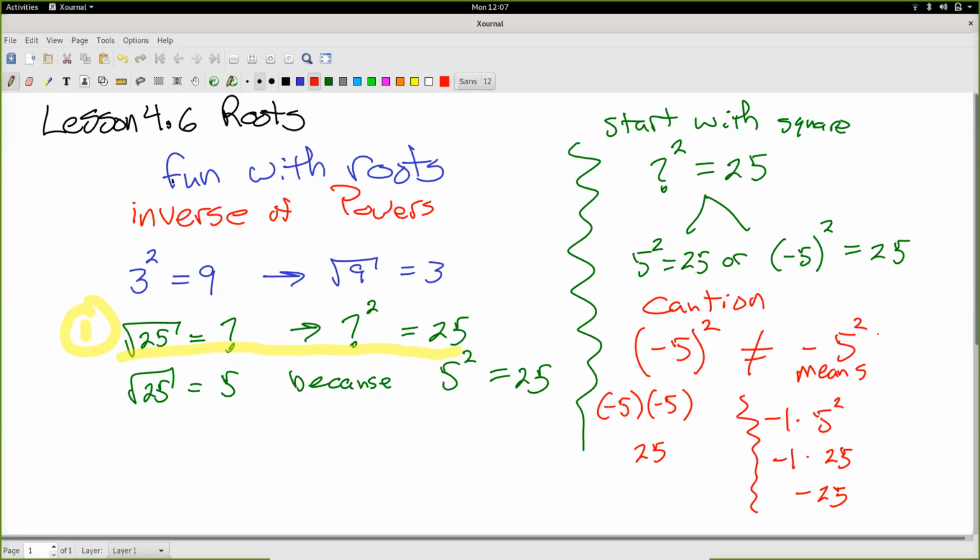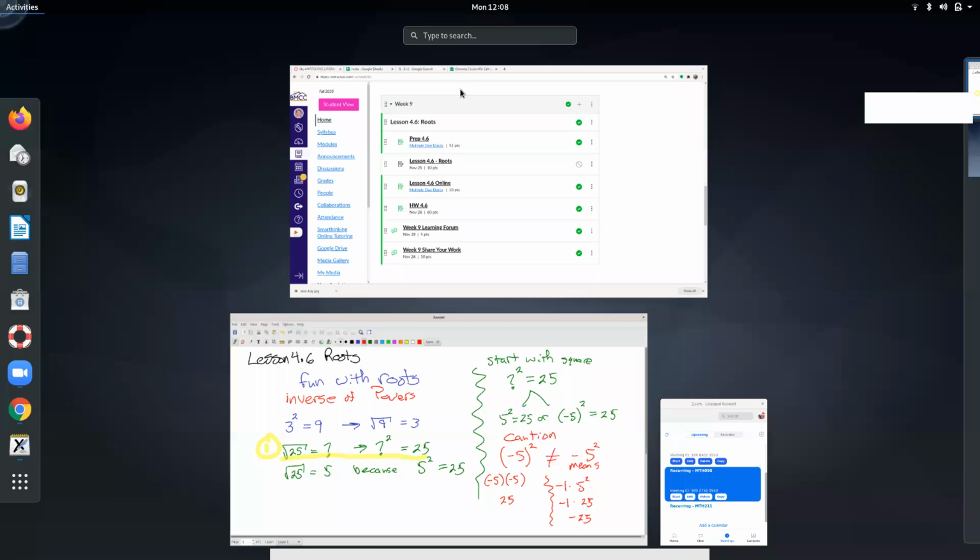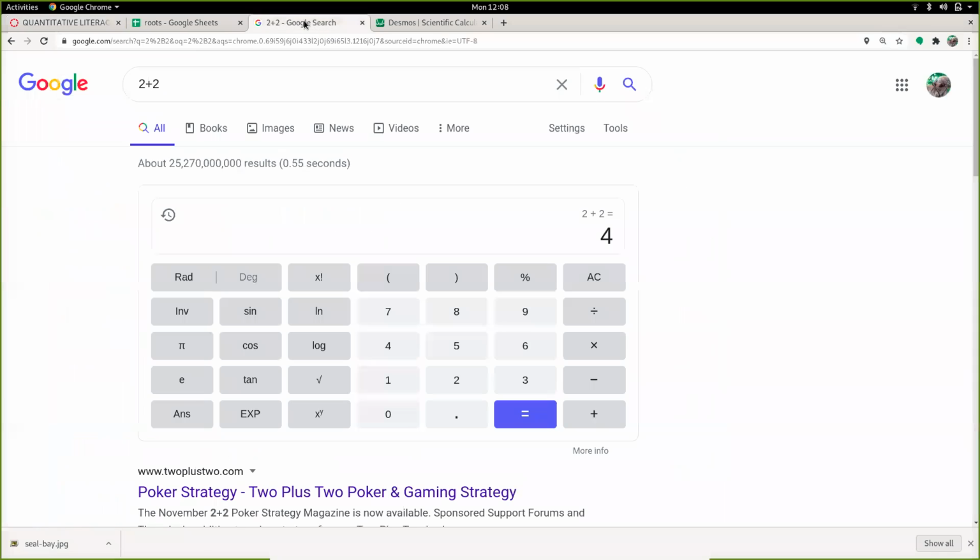And if we ask a calculator about that, let's try Google. If I type negative 5 and then raise that to the second power, it's going to follow the order of operations I just mentioned. That's different from saying parentheses, take the opposite of 5, and then square the parentheses. And that gives me positive 25, right? So that's important.